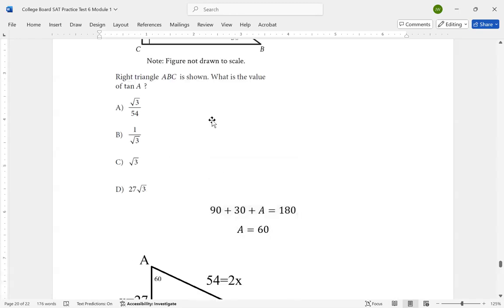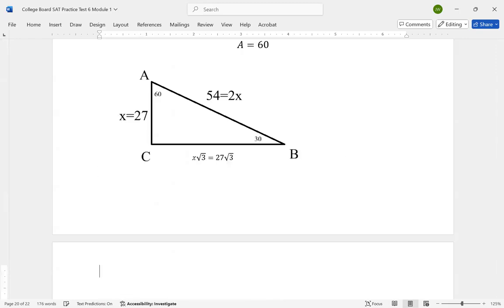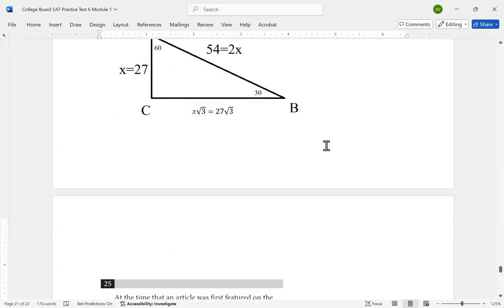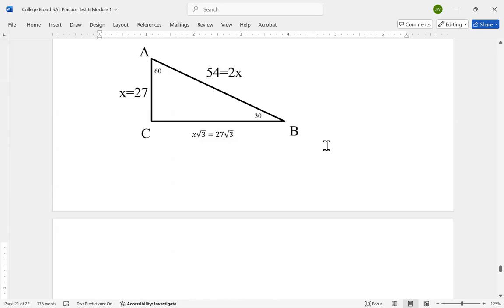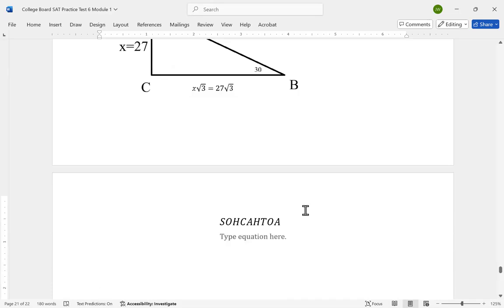Now, the question is asking for tangent of A. And anytime we're thinking tangents and right triangles, or sine and right triangle, or cosine and right triangle, I always remember the mnemonic SOHCAHTOA, which says the sine is the opposite side over the hypotenuse, the cosine is the adjacent side over the hypotenuse, and the tangent is the opposite over adjacent.